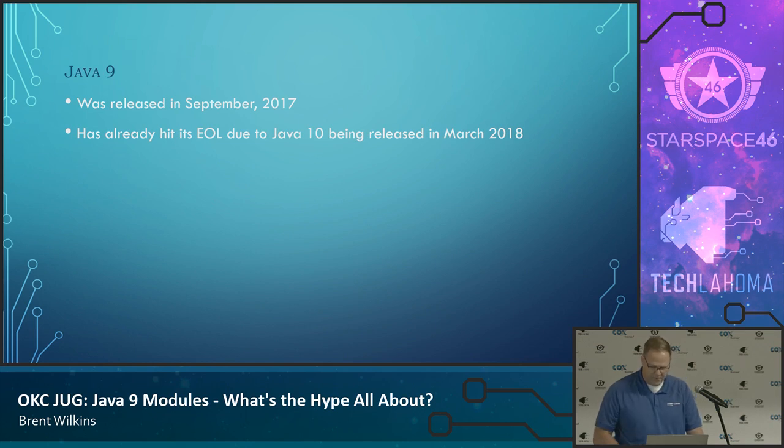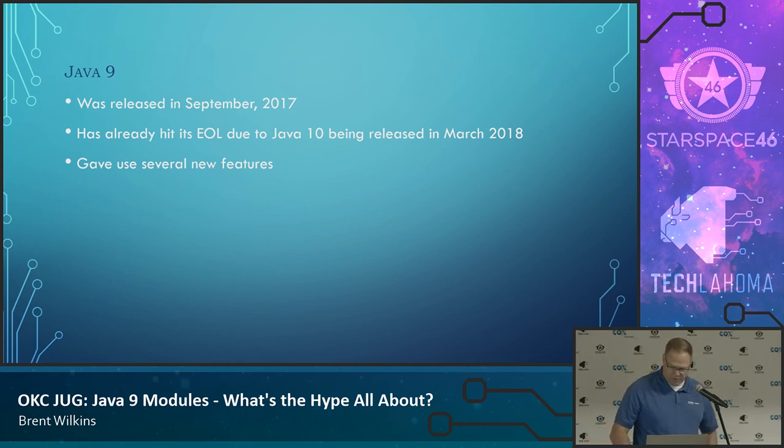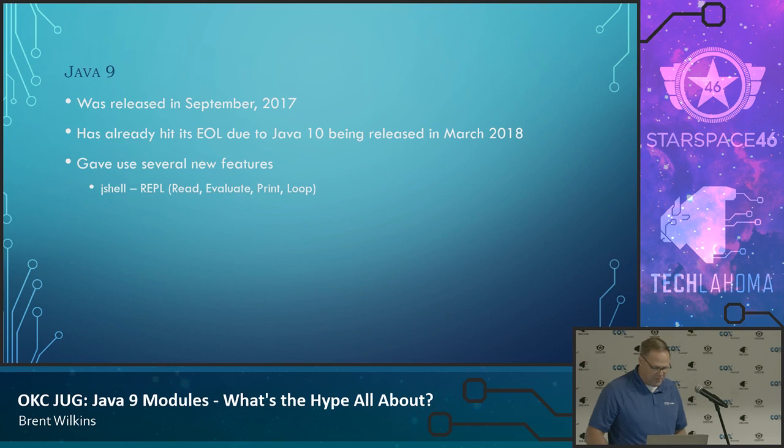So anyway. Just so you know that, yeah, as of the release of Java 10, Java 9's already been end of life. And it gave us several new features. And so before we get into the modules, let's just go over a few of the other features that came with Java 9. One of the big ones is the JShell, which is the REPL, which is read, evaluate, print loop, and can also be used for scripting.